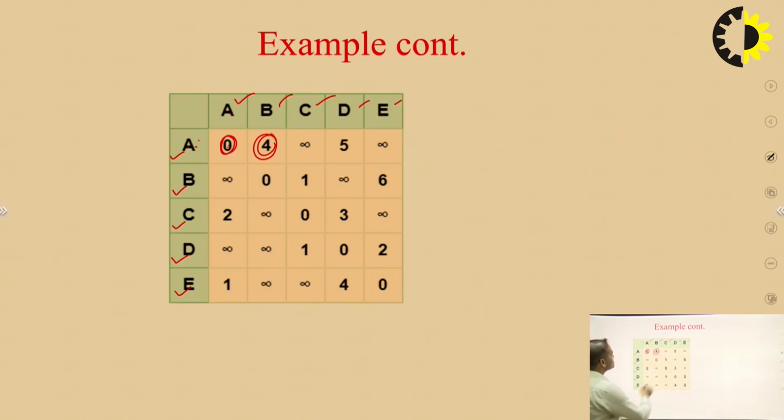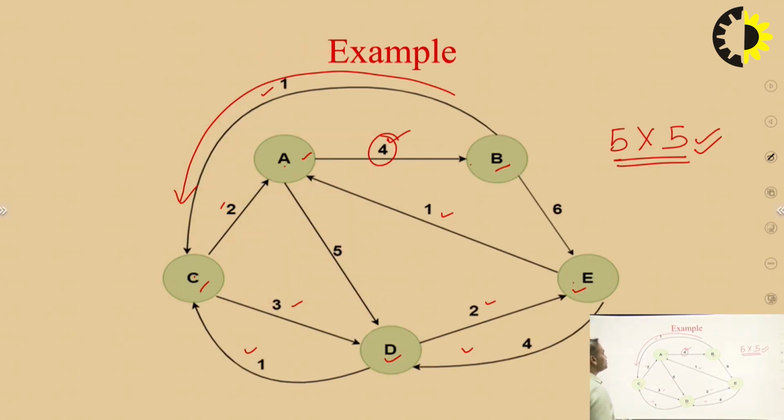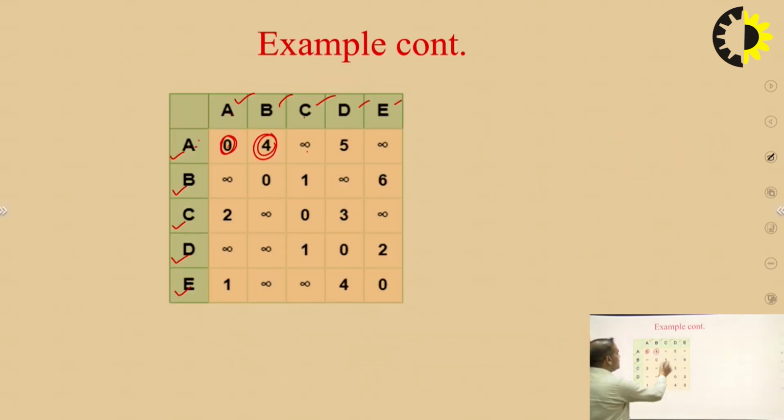Now the distance of A to C is infinity. Why do we mark the distance of A to C as infinity? Because in the given graph, there is no direct edge from A to C, so we mark infinity. That means if there is a directed edge from A to B, then we mark the weight of the given edge. Otherwise, we mark infinity.